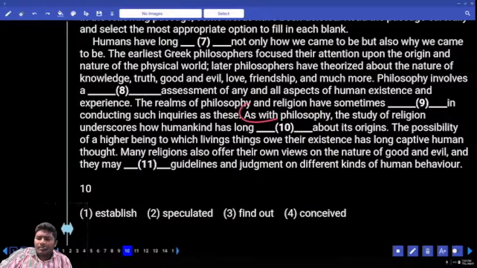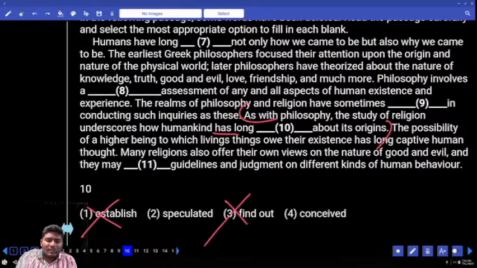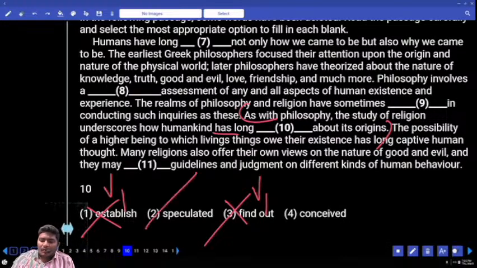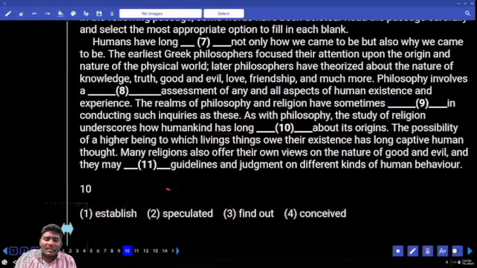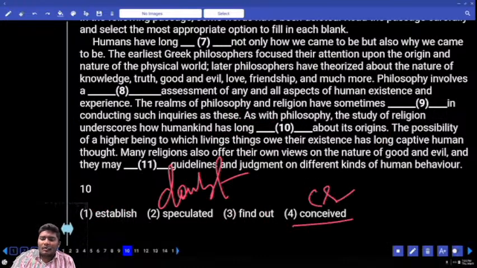Move to 10. As with philosophy, the study of religion underscores how humankind has long dash about its origins. Now again, has is given. Tell me your answer again. How many options shall we use? Eliminate two options. Okay. Establish is V1. Find out can be again V1. Speculated, another one is conceived. Speculate is nothing but to doubt something. Conceived is nothing but to create something new, generate something new. Now tell me your answer according to the context.